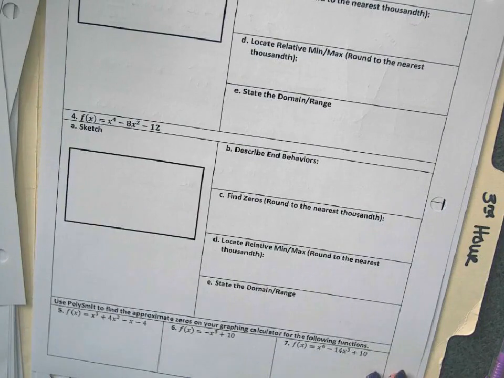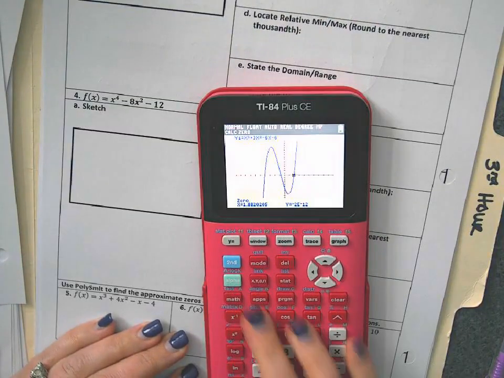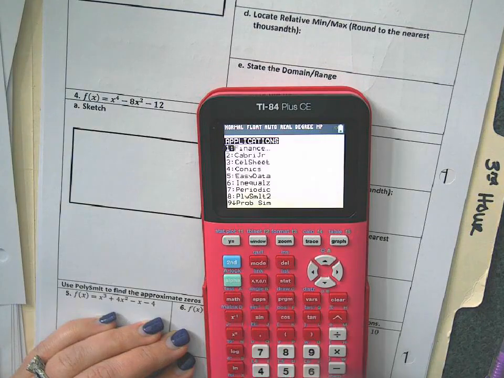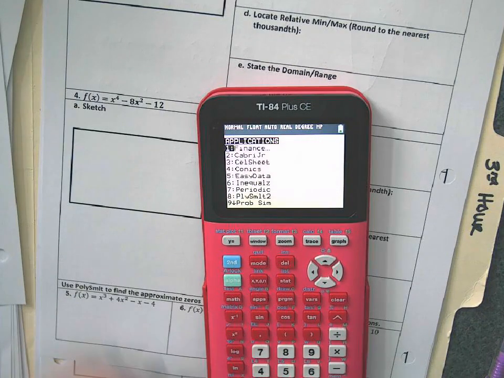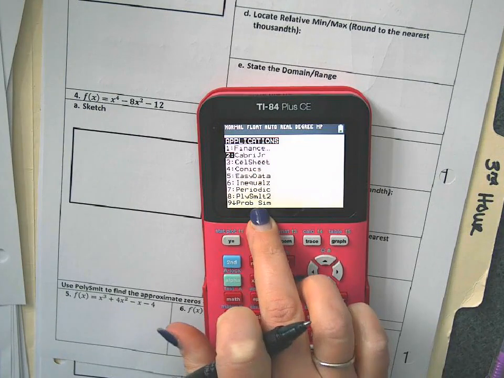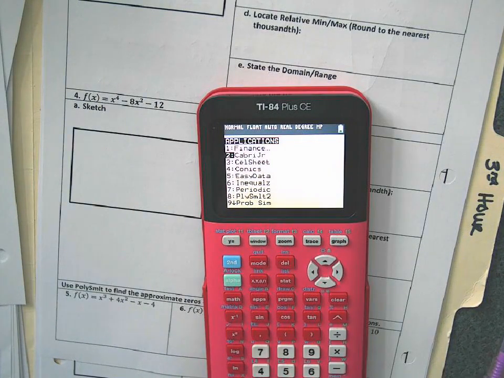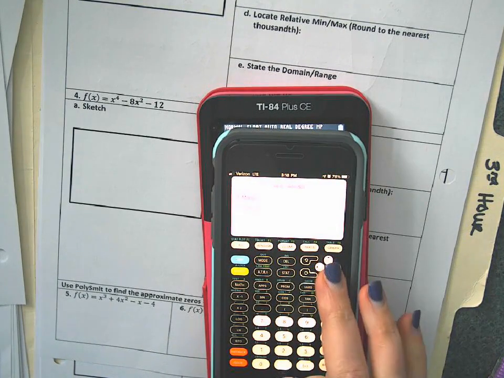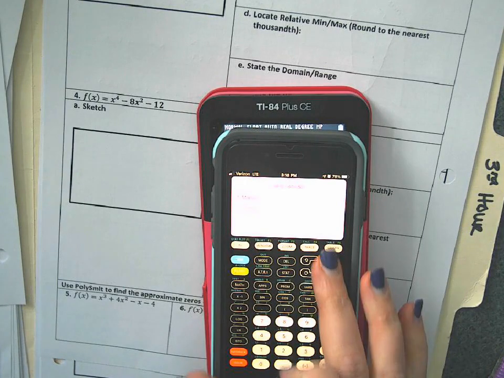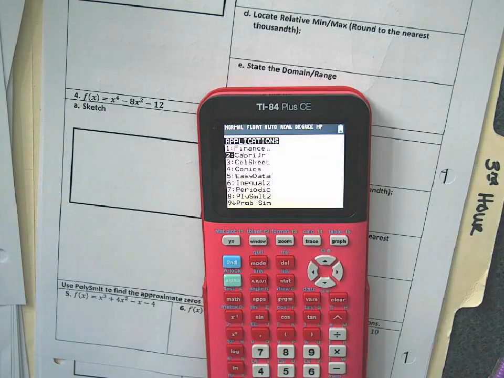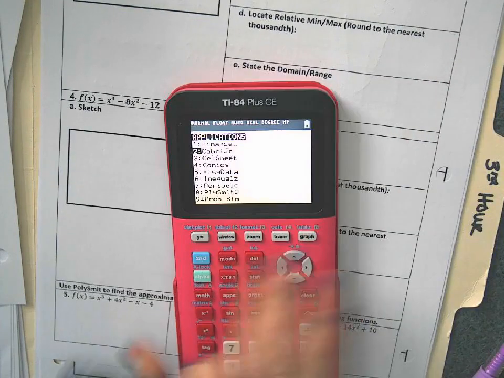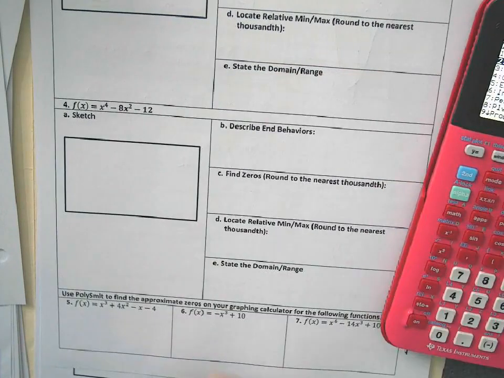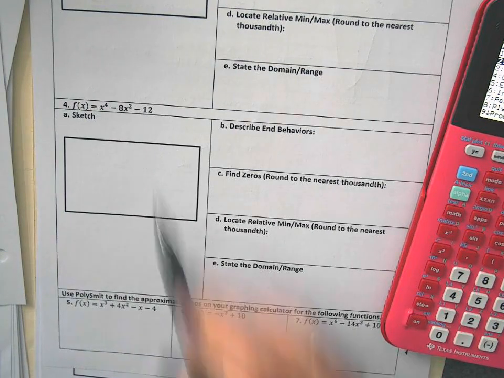And then I have one more thing to show you with 5, 6, and 7. It's using a program called PlySmlt. So if you go to Apps on your calculator, then down here you should have PlySmlt 2. If you have the apps on here... unfortunately, they don't have that app on the TI-84. So if you don't have a graphing calculator to use, you're just going to find the zeros for 5, 6, and 7 exactly how you did with graphing.